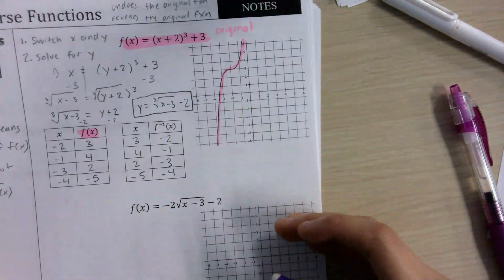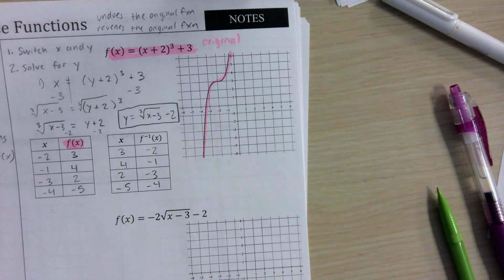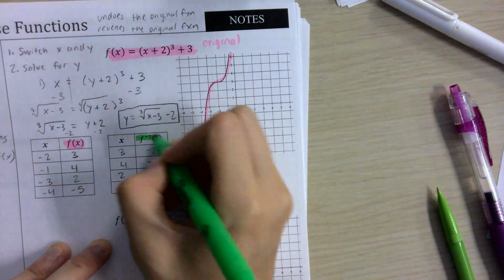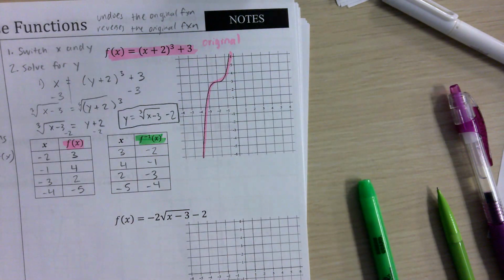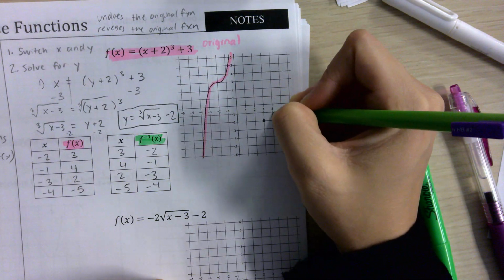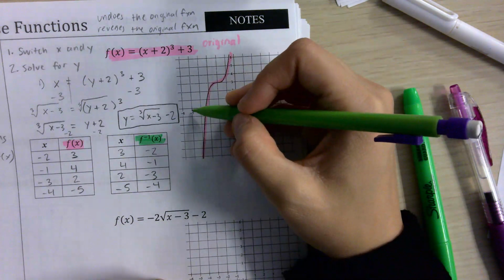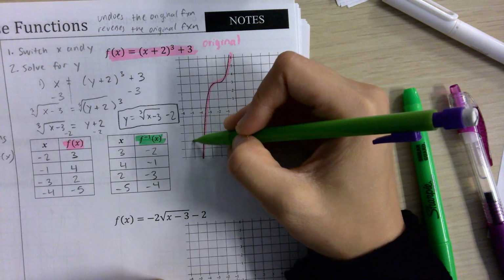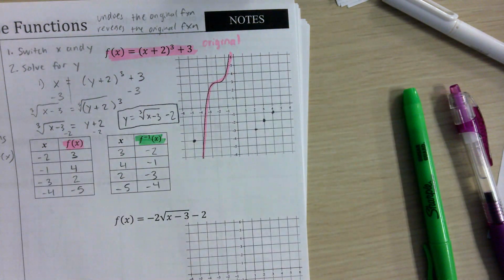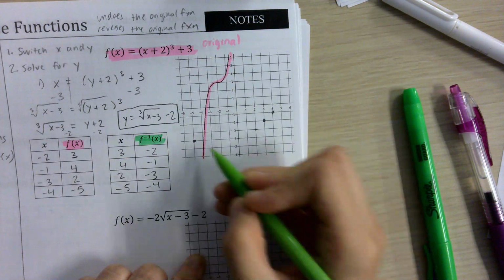Okay, so we have our other function. Let's do it in green, just to show. So we can graph these points. We have 3, negative 2; 4, negative 1; 2, negative 3; negative 5, negative 4. And we can connect these. It's a little tricky.